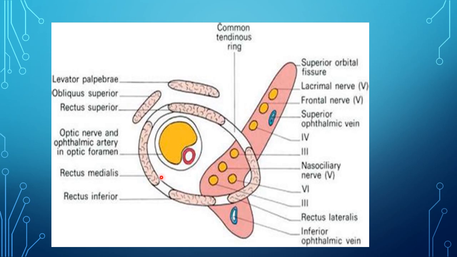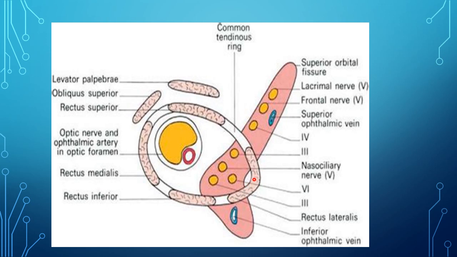Now this common tendinous ring, or the tendinous ring of Zinn, is attached to a small projection on the lower part of the superior orbital fissure. Thereby this tendinous ring divides the fissure into three parts. Now what is this ring? Why do we call it common tendinous ring?